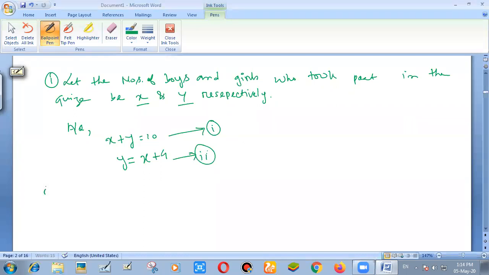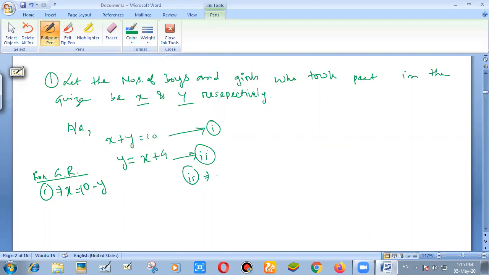Now see, from one you can write x equal to 10 minus y. Yes or no? Yes. So write down the heading here for graphical representation. You have to write the full sentence for graphical representation. Then write down from one, x equal to 10 minus y.